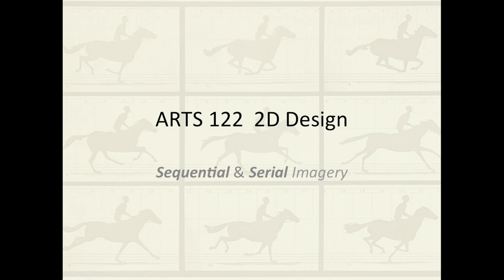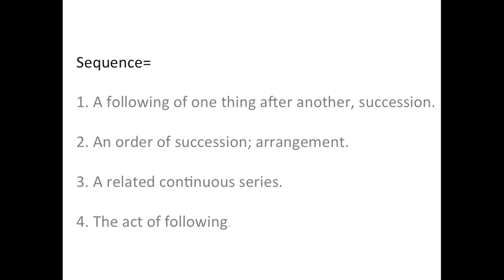This provides the two basic kinds of series: one that is sequential, or serial. Sequences have long been used in art. Here's a dictionary definition of sequence. One: a following of one thing after another, succession. An order of succession, arrangement. A related continuous series, or the act of following.